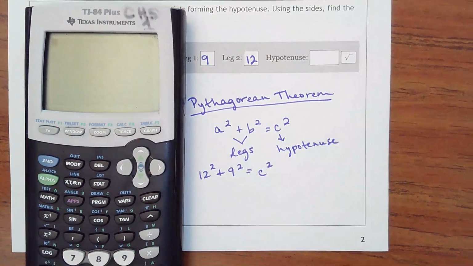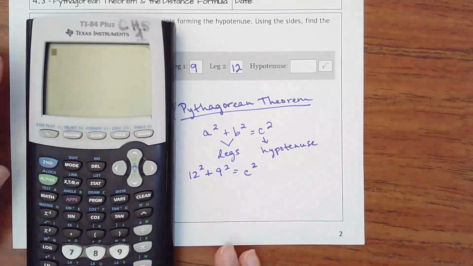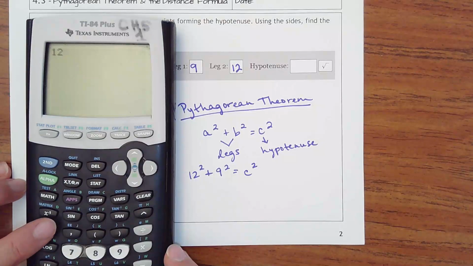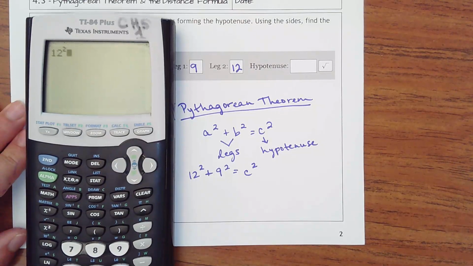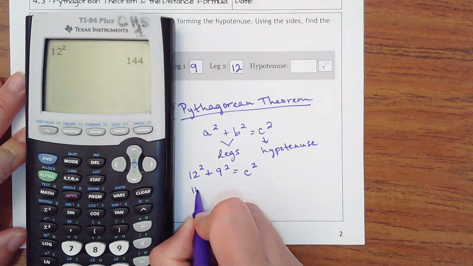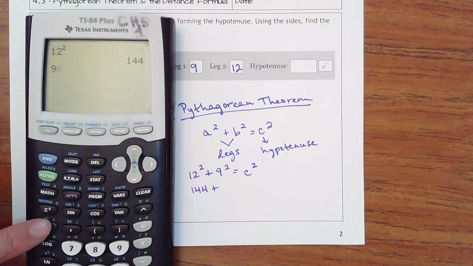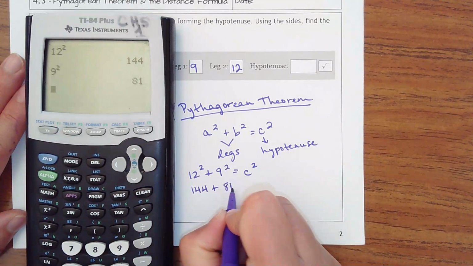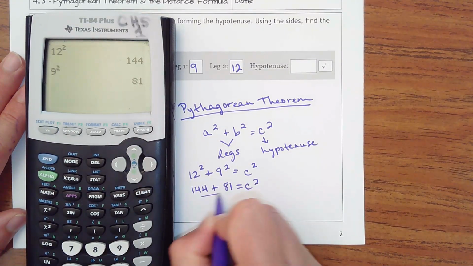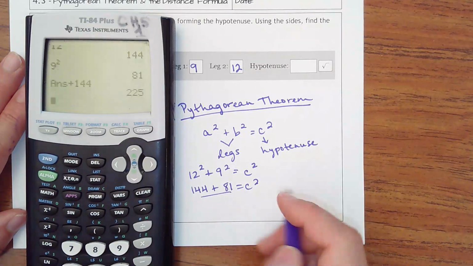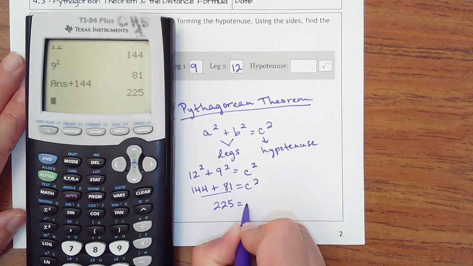zoom out just a little bit. You would put in 12 and then your squared button is right here. See the x getting squared? That is 144. 9 squared means 9 times 9, or 9 squared is 81. Then you want to add these two together. So 81 plus 144 is 225.